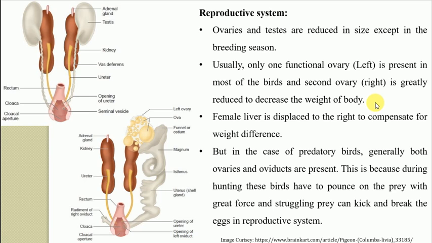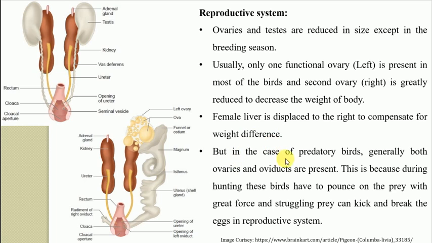As they are provided with a single gonad on the left side, and the right gonad is reduced or completely absent, the liver is displaced to the right to compensate the weight difference, as the ovary is only present on the left side and the right ovary is absent. To compensate the loss of weight of the right ovary, the right lobe of the liver is displaced to the right side, and hence it is responsible for compensating the weight.